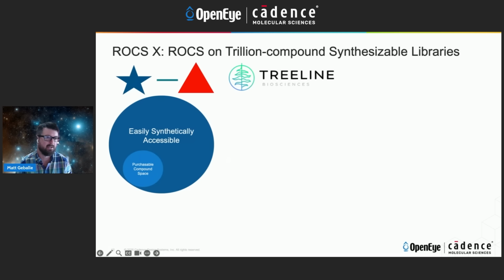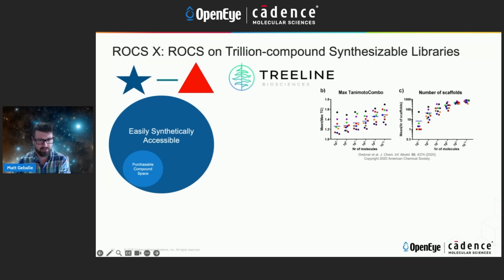It's about bringing the ROCS search that we are all familiar with and has been a proven gold standard for ligand-based virtual screening into this trillion compound arena. And this is the result of a multi-year scientific collaboration with Treeline Biosciences, where we learned how to build these libraries of easily synthetically accessible compounds in 3D because we want to search these larger libraries and see if we can see this beneficial effect of finding higher scoring compounds and more diverse hit lists.